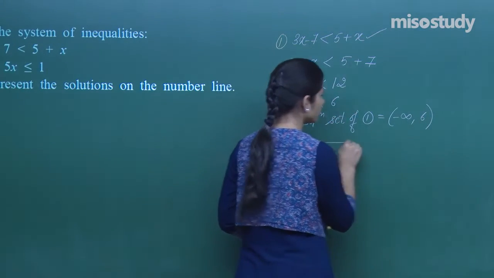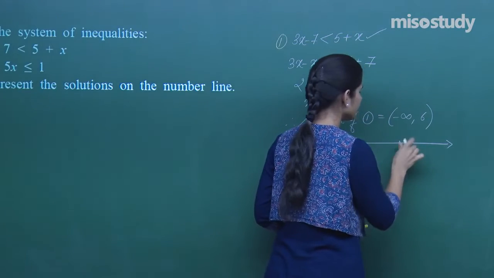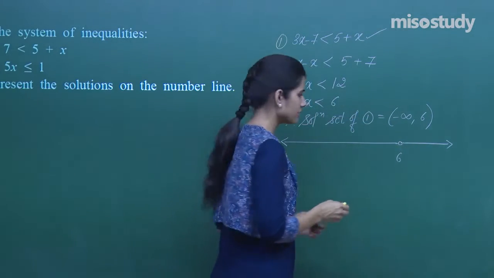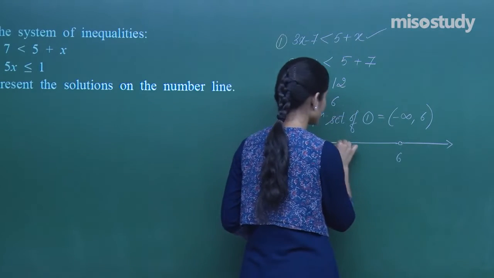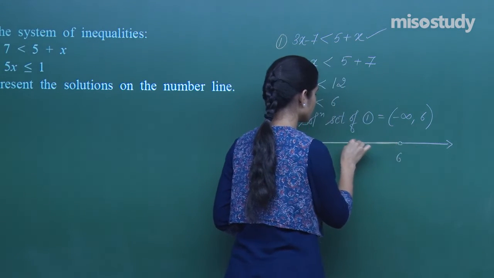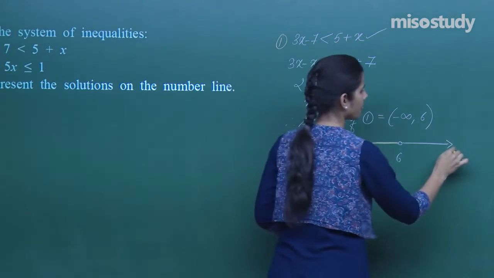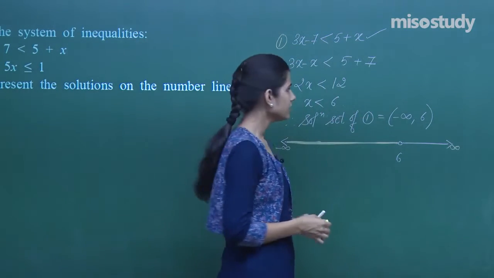If you plot it, what do you see? If this is 6, I cannot include 6. So hollow circle at 6 and everything before 6. That's the representation on the real line.